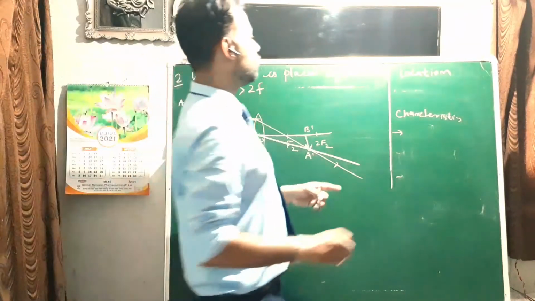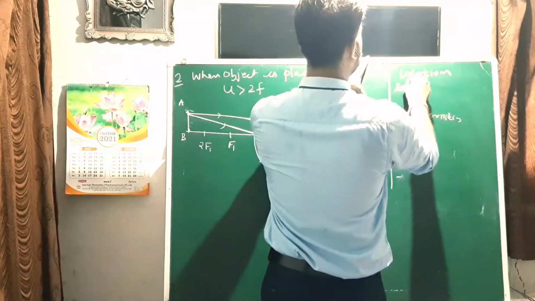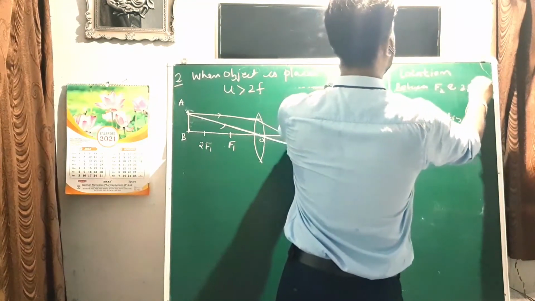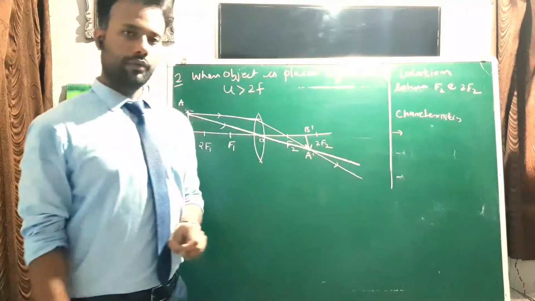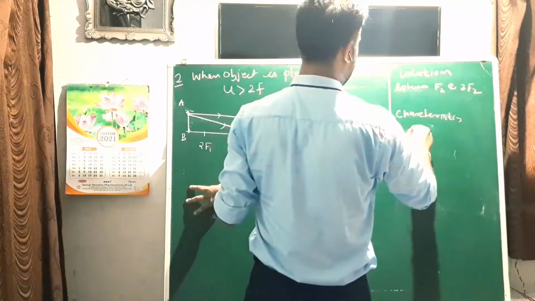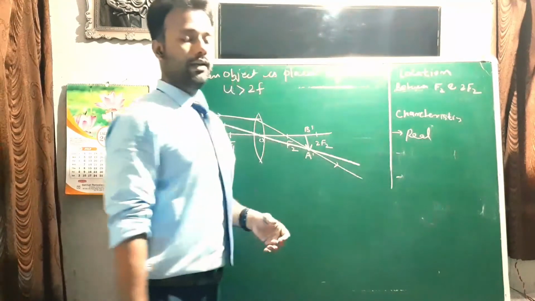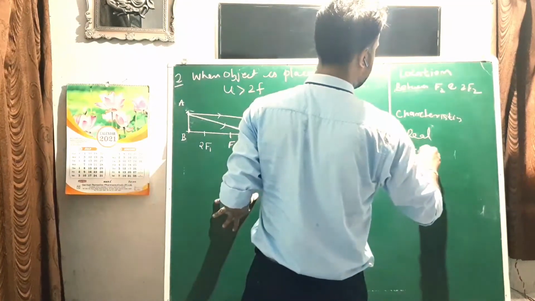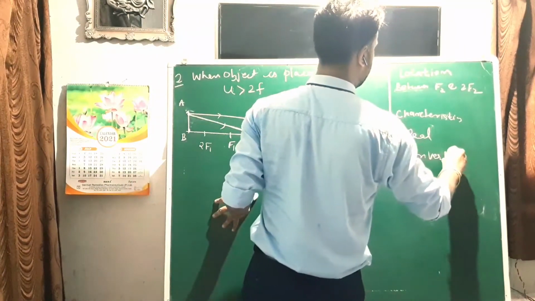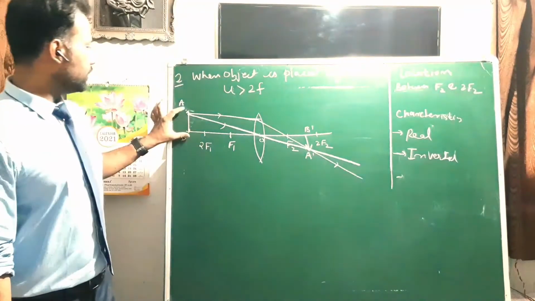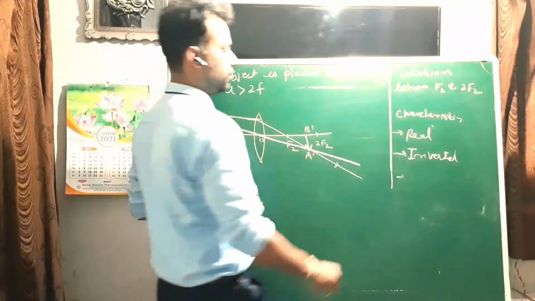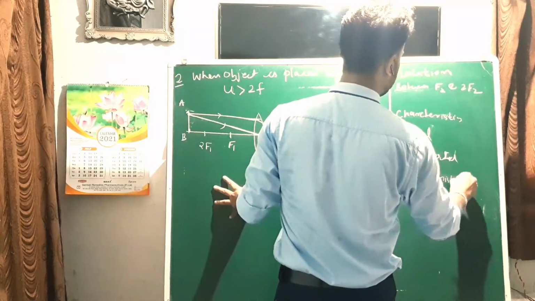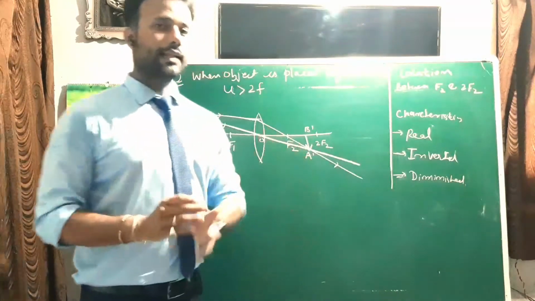So what is the location? Location is between F2 and 2F2. Okay, is it real? Yes, because it is made by the actual intersection. It is inverted. Yes, it is again inverted. And you can see here, this is smaller than the object, so it is diminished. Right? So that's your second case.